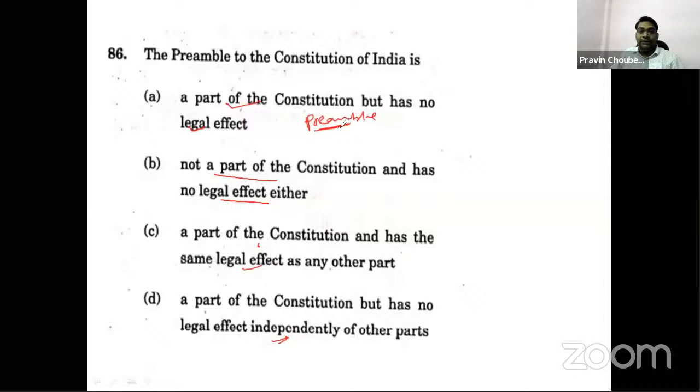If you read about the preamble, in the Berubari case, 1960, the Supreme Court said that the preamble is not a part of the Constitution. In the Berubari case, the Supreme Court said the preamble is not a part of the Constitution. And again, the Supreme Court changed its statement.